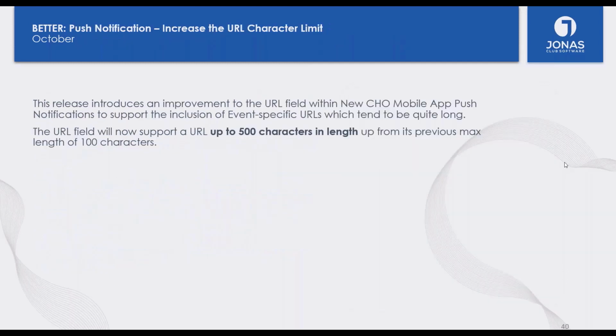We've also increased the character limit for the URL field of push notifications. Previously, it was 100 characters. Now it's up to 500 characters. This was largely to support push notifications with links that are going to calendar events or filtered calendars, because they tend to be quite long in terms of all the query string parameters we add into them with regard to all the various IDs and filters that are applicable. So just know that you can add any URL up to 500 characters in length within the URL field of a push notification now.